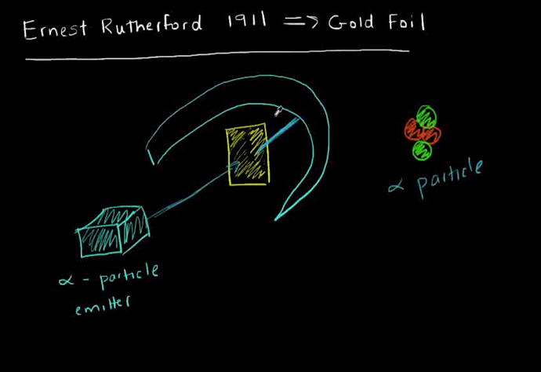What he actually saw was this. He saw quite a few of the alpha particles go straight through. In fact, the vast majority went straight through, but a few went off at angles like that, and like that, and like that. And a very small number actually came straight back and almost hit the detector. And what does this mean?